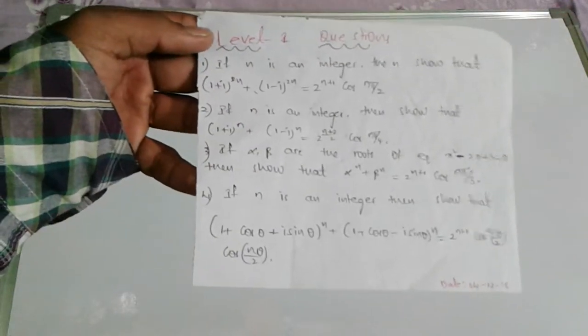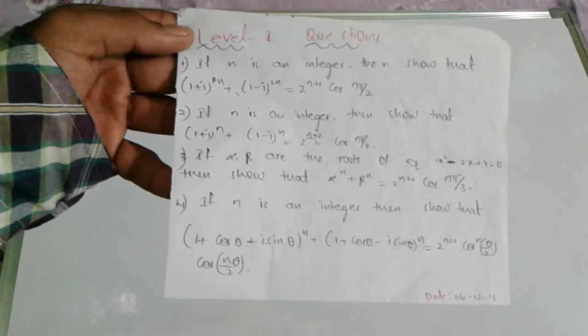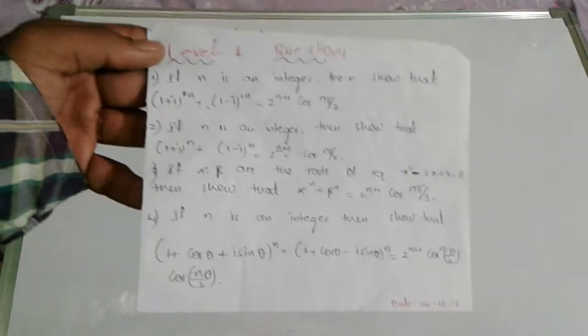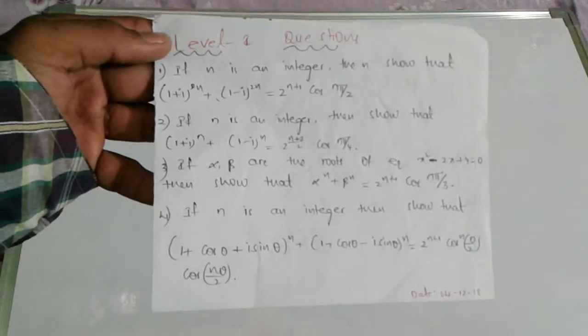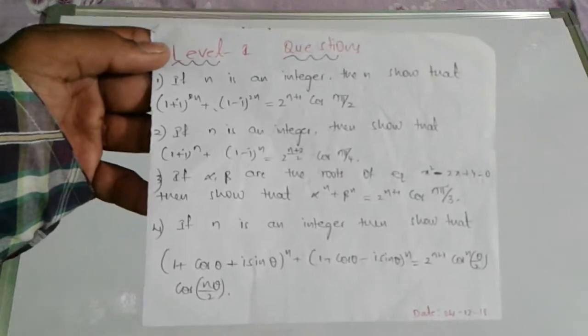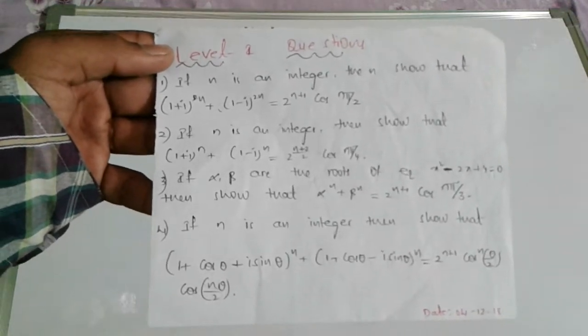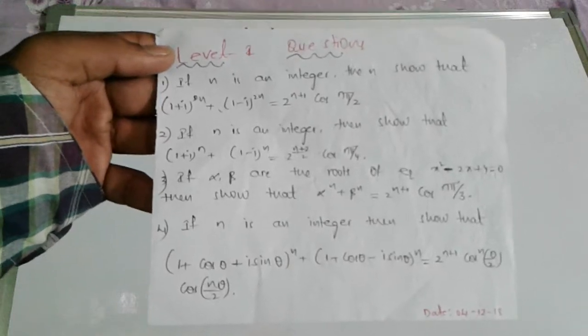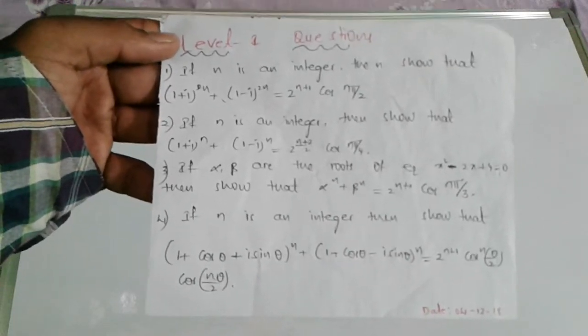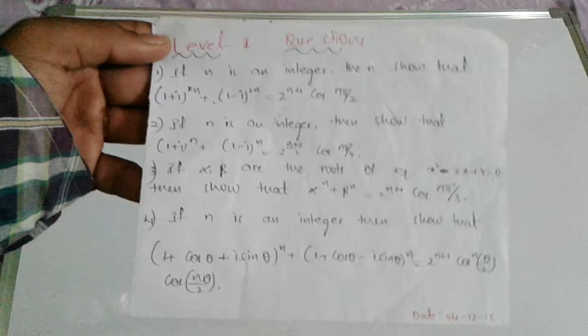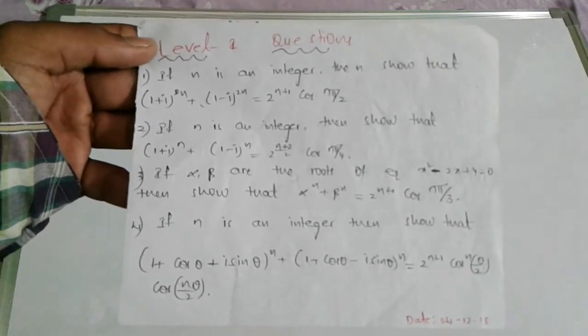In this video, I'm going to explain the solutions of level 1 questions of de Moivre's theorem. And here is the list. We have 4 level 1 questions, and I considered these questions as level 1 because these questions appeared in IPE examinations of various boards frequently. So I considered these questions as level 1 and let's see the solutions to these problems.